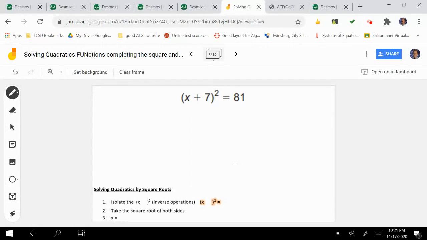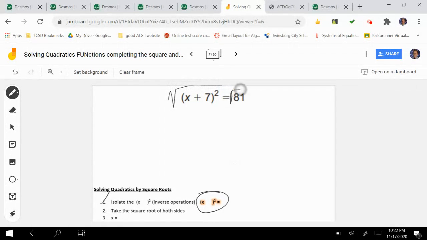Here's my vertex form. I have this 7, which is really negative 7, right? Because we take the opposite of inside. And then I have to move 81 back over for the k value. However, if you do have something that looks like this, we are going to isolate the x in parentheses squared. So you can see what I'm looking for is this on the left side, which I have. So what's the second step? Is take the square roots of both sides.